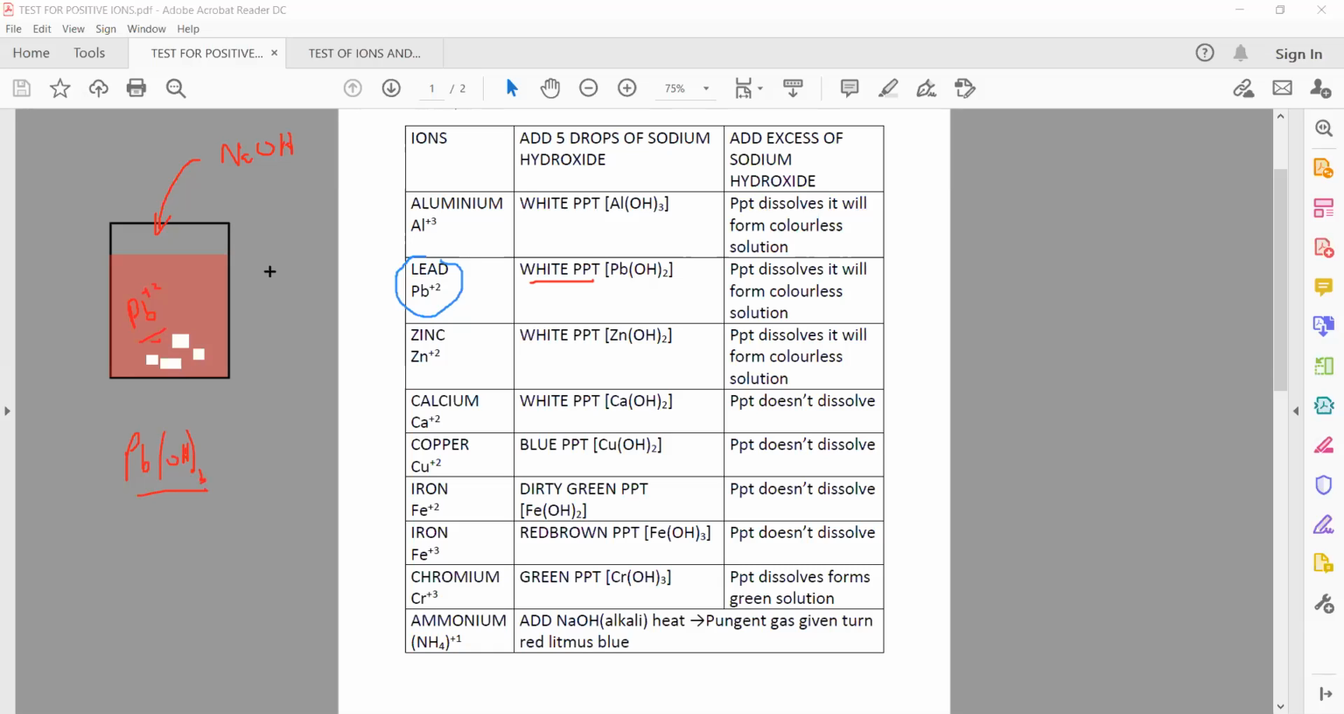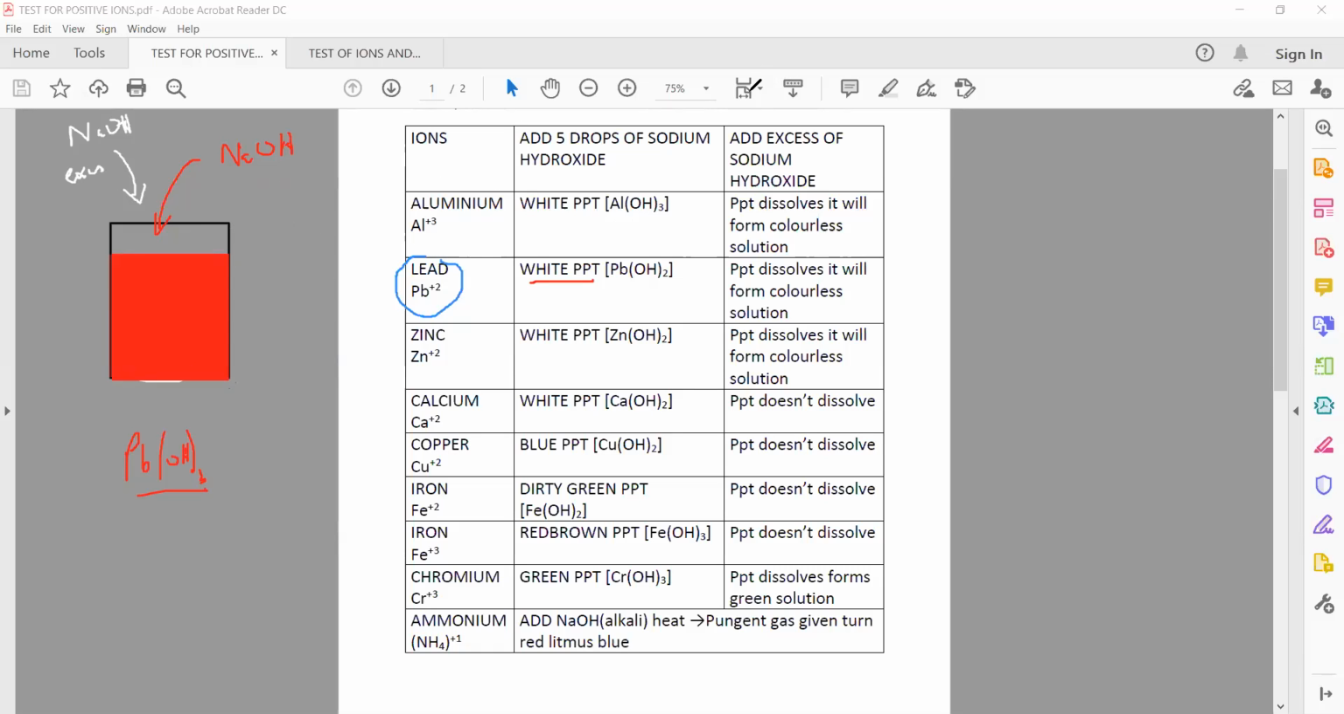And if you add an excess, meaning more than enough or too much sodium hydroxide, what is the observation? If you add too much or more than enough sodium hydroxide, this precipitate will dissolve and it will form a colorless solution. It means the precipitate completely dissolves and the solution will be colorless.